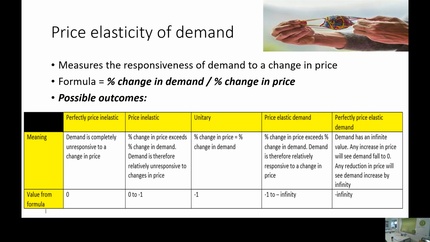Now, the next one is something that we call a price inelastic demand. Now, what this would mean is that the percentage change in price would exceed the percentage change in demand. So we're going to say here that demand is unresponsive to a change in price. So, for example, if price was to grow by 20%, demand might fall by 10%. So minus 10% divided by 20% would give you a score of minus 0.5.